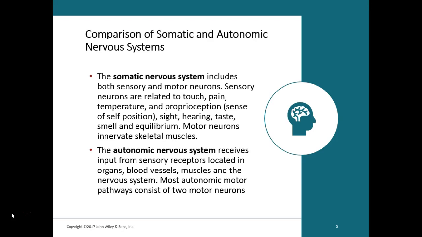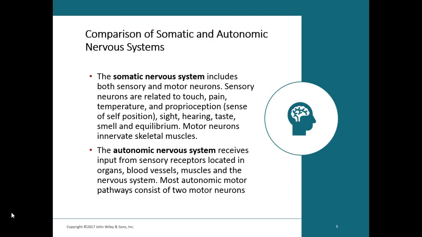The somatic nervous system also has to be able to receive sensory input from sensory neurons that convey information for those somatic senses, such as tactile, the sense of touch, or pain, or temperature changes, or proprioceptive sensations, which really is just the position of the body.